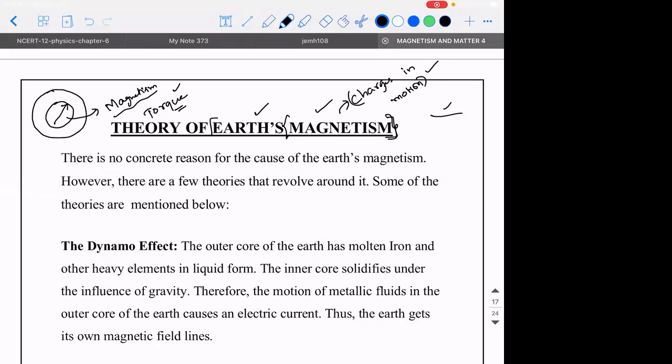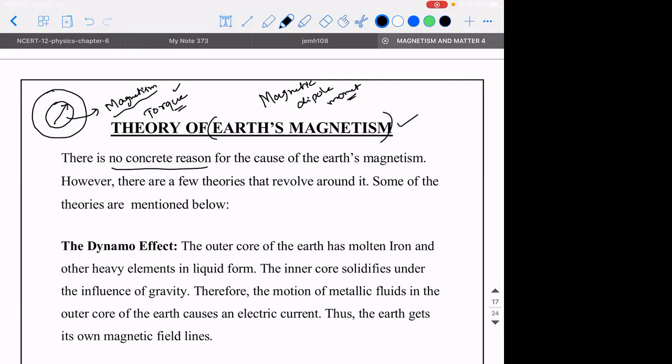In a similar way, we saw the reason for permanent magnetism. What was it? It is because of the magnetic dipole moment generated due to the revolution of electrons in the atom, right? In a similar way, for Earth's magnetism also, we need certain charges to be in motion. But there is no concrete theory of why this is happening. Till now, there is no concrete reason for the cause of Earth's magnetism.